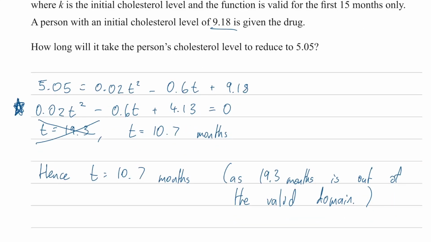So we've got two solutions, but in this case, only one of them was valid. Sometimes both might be valid, sometimes neither will be valid. So do look at the context. And hopefully now our cholesterol is reduced because we know how to answer this problem.